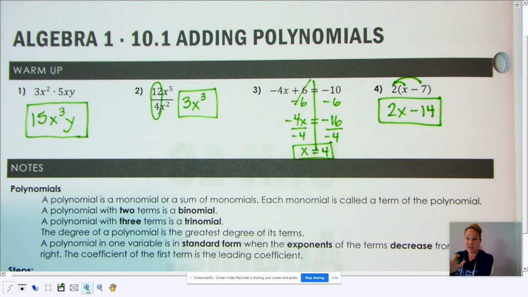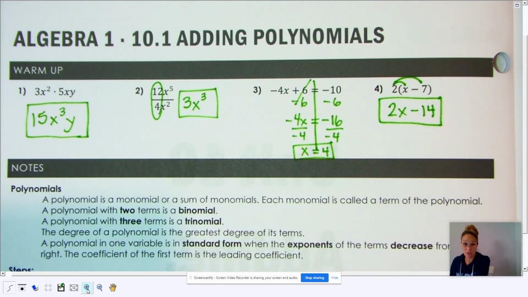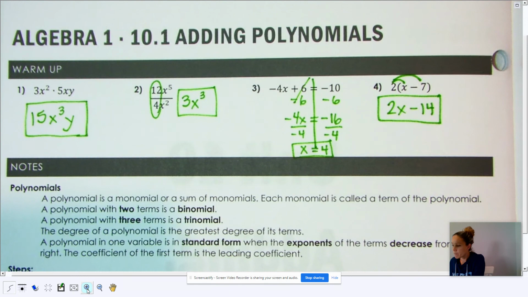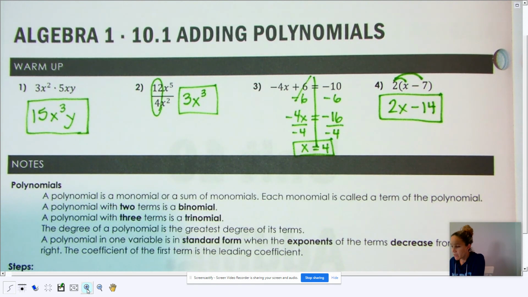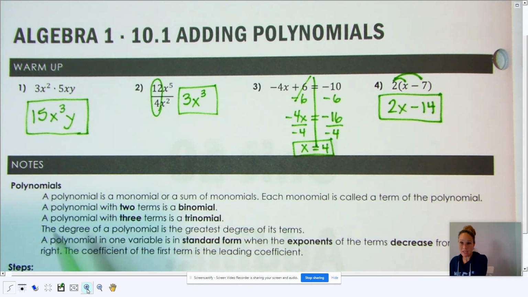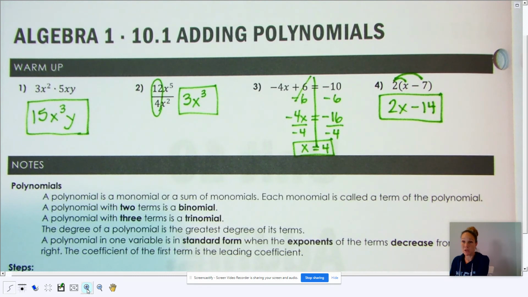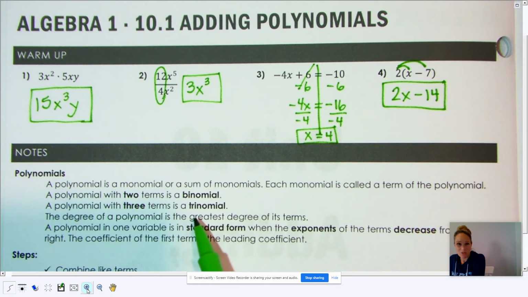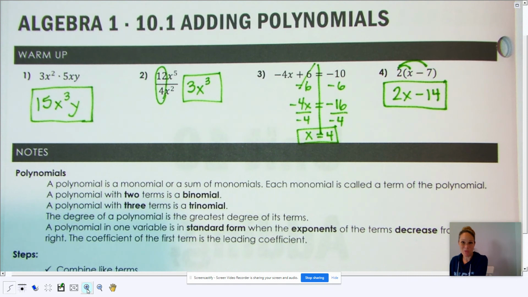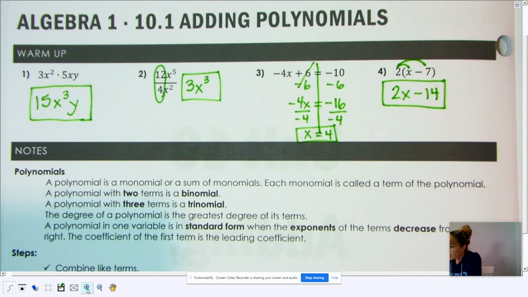Okay, so we're starting a new unit here about polynomials. A polynomial just means that we have many terms, okay? It could be a monomial, which is one term, a binomial, which is two terms, a trinomial, and on and on and on. Usually, if it's more than 3, we just say it's a polynomial with however many terms, okay?